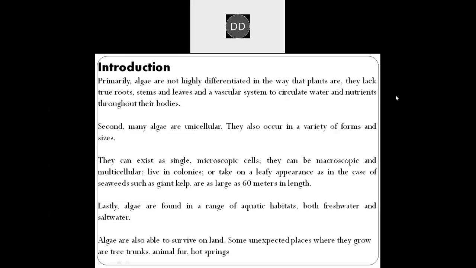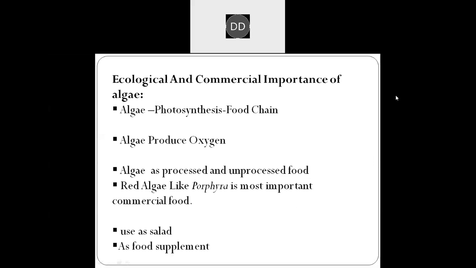Algae are mostly found in aquatic habitats. They show two kinds of water sources, fresh water and salt water, that means marine environment. Algae are also able to survive on land. Some unexpected locations where we can find algae are tree trunks, animal fur, and hot springs.